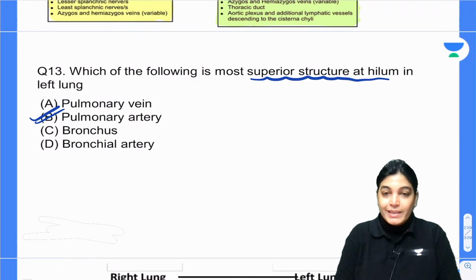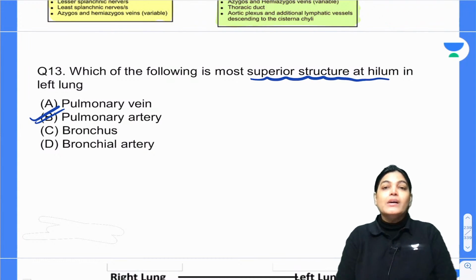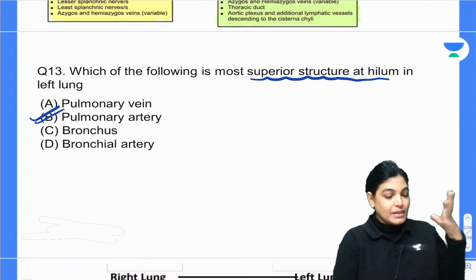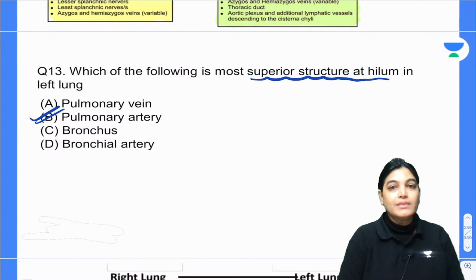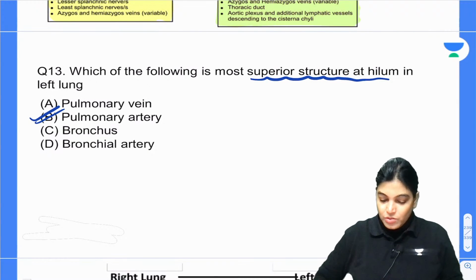From above to downward, the relation is different on the right and the left hand side, but from before to backward, the relation is similar. So it is important that I show you a schematic diagram explaining the relation of hilar structures as we move from above to down. So let's start with this.